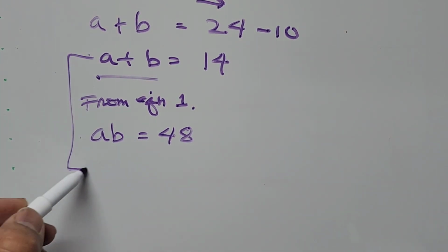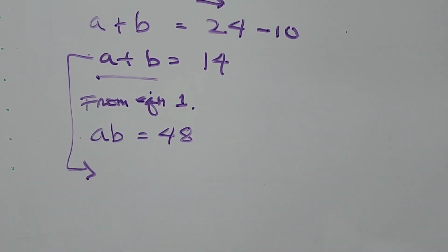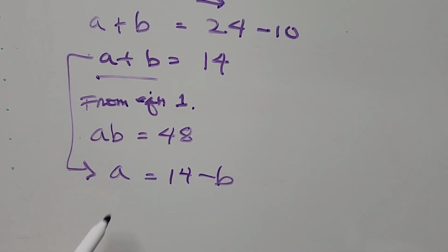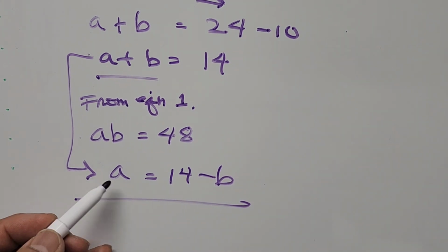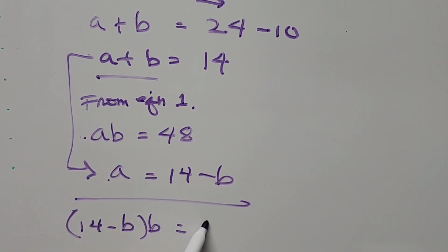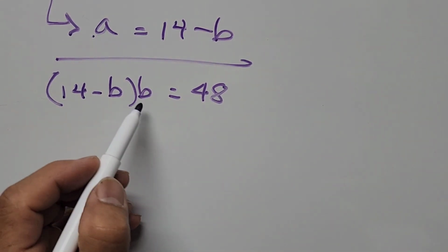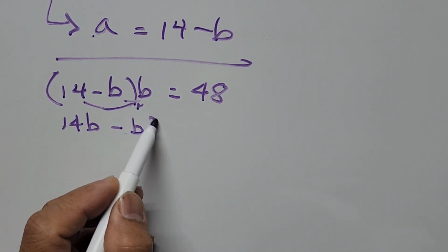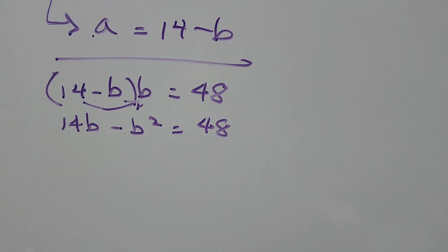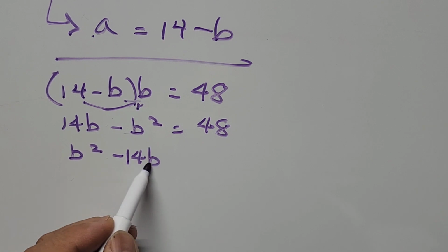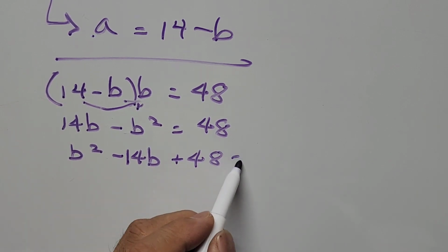So from here, taking the value of a, we have a equals 14 minus b, right? And now we substitute the value of a to equation 1. So we have 14 minus b times b equals 48. So now we distribute b. So we have 14b minus b squared equals 48. Arranging the terms of the equation, we have b squared minus 14b plus 48 equals 0.